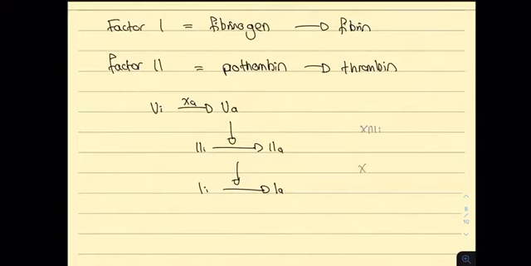Now there is one other factor that we've not yet mentioned. This is factor 13, also known as fibrin stabilizing factor. Factor 13 is activated by thrombin, and its function is, well, in its name. Its function is to stabilize the fibrin mesh by cross-linking the fibrin.